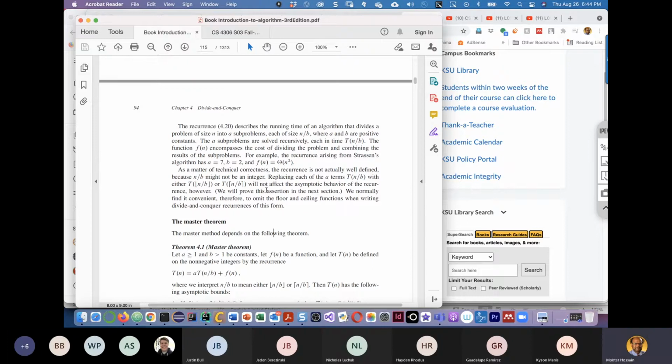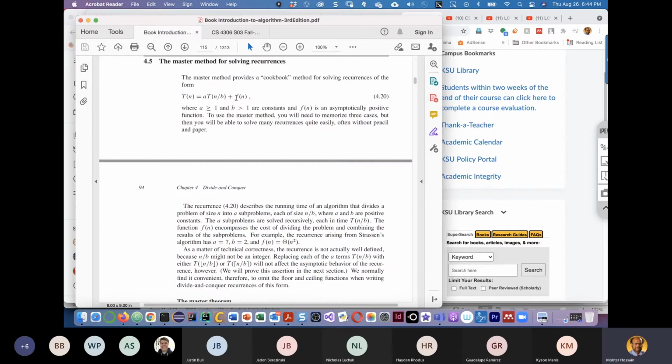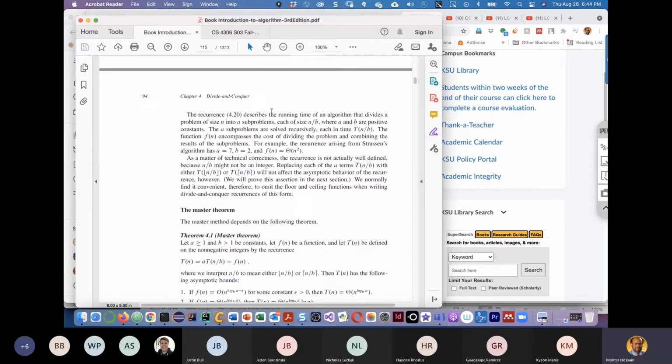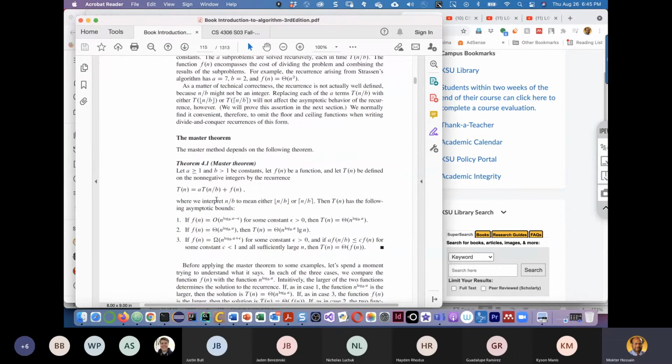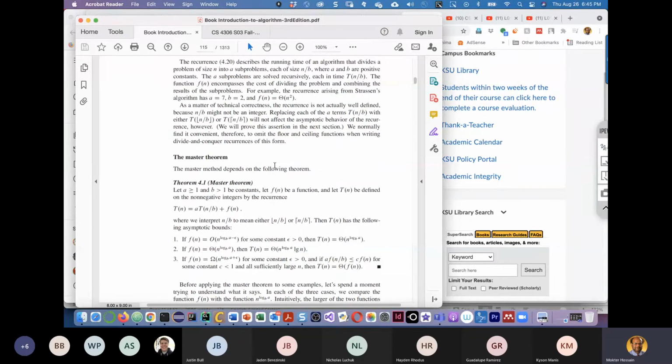So not divide and conquer, but divide and combine, not conquer. Dividing the problem and combining the results, that time is denoted by f(n). In the problem you will be given a real function f(n) in terms of n, and you will be given the values of a and b. Then you will be asked to solve the problem to find the running time.